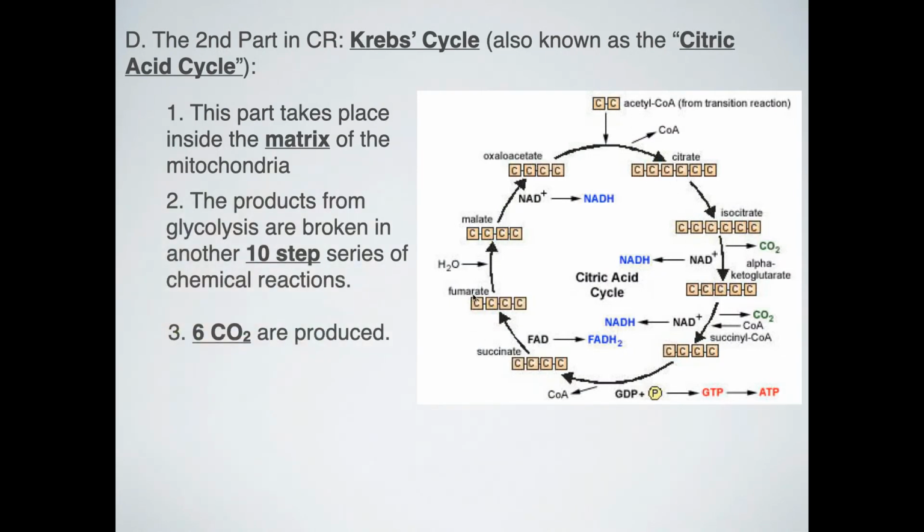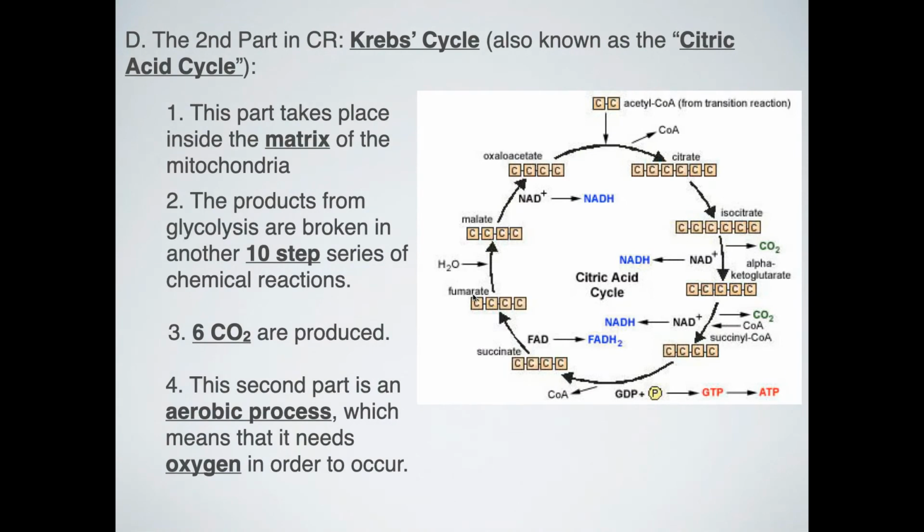What do we produce, though? We produce CO2 as a waste product in the Krebs cycle. This, though, does require oxygen in order to occur. So in order to do the Krebs cycle, you do need oxygen. And what do we make? We produce 2 ATP and 6 NADH in the Krebs cycle.